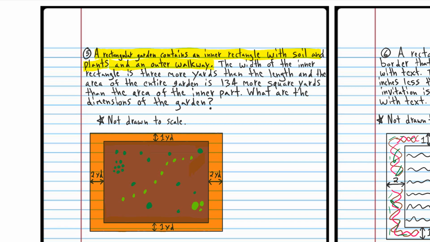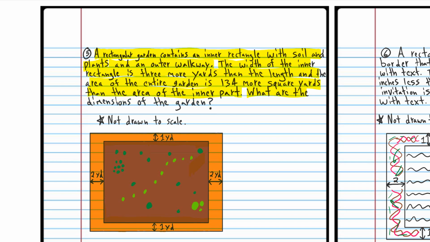So the inner part is the brown with the green shrubs and trees, and the outer walkway is the orange part down there, if you can see that. The width of the inner rectangle is 3 more yards than the length, and the area of the entire garden is 134 more square yards than the area of the inner part. What are the dimensions of the garden?